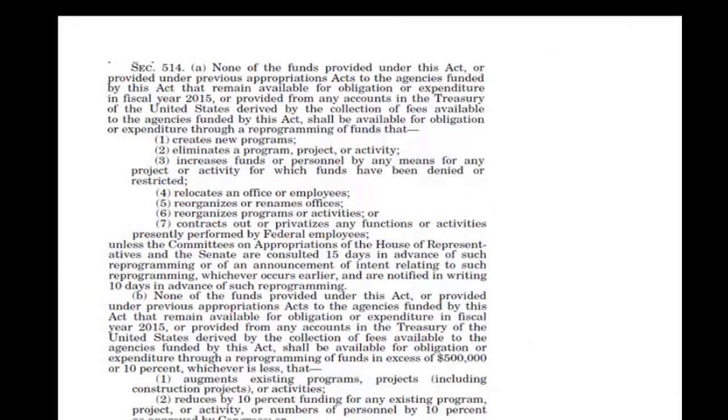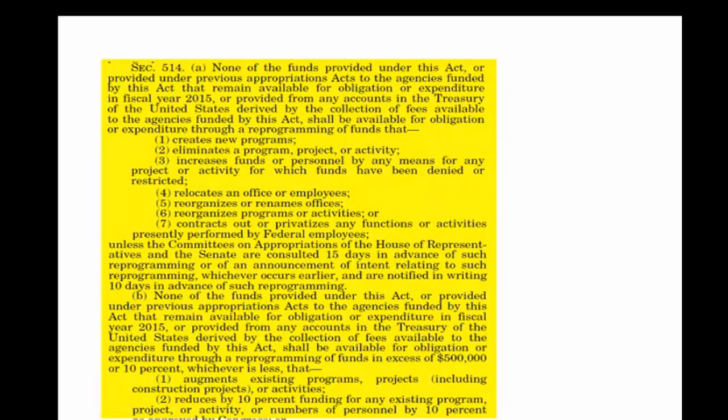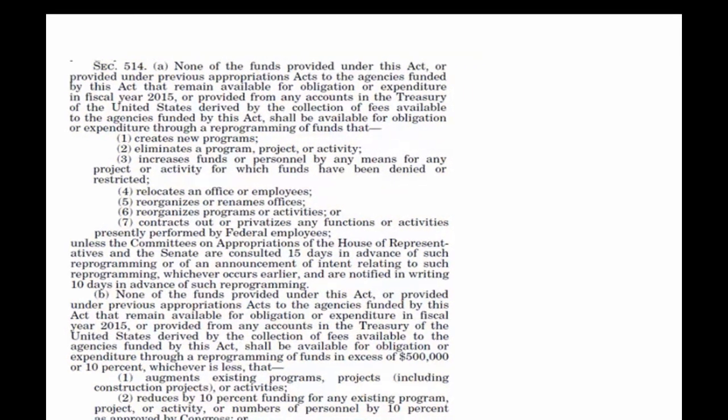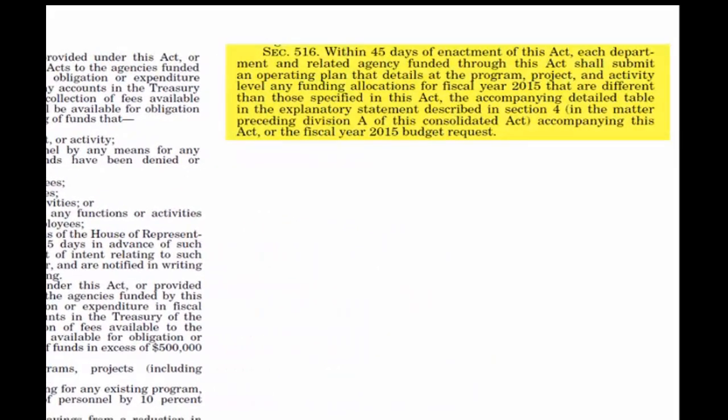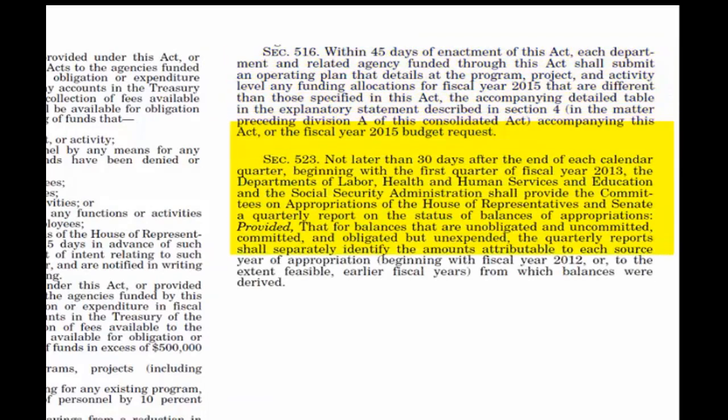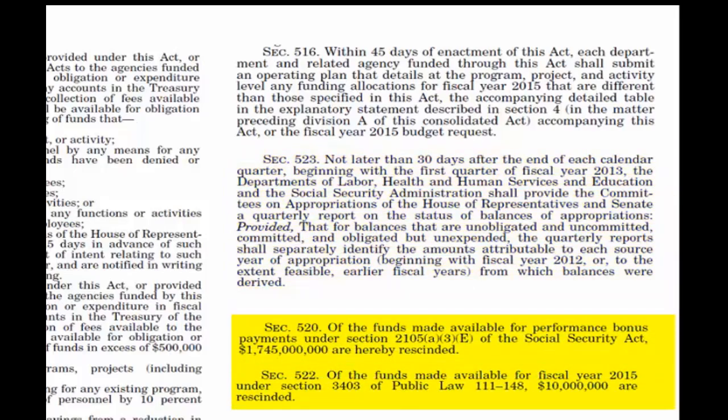Some reporting requirements are imposed. Section 514 establishes reprogramming notification requirements. Section 516 requires operating plans. Section 523 requires a quarterly report on the status of balances of appropriations. And some funds are rescinded in sections 520 and 522.